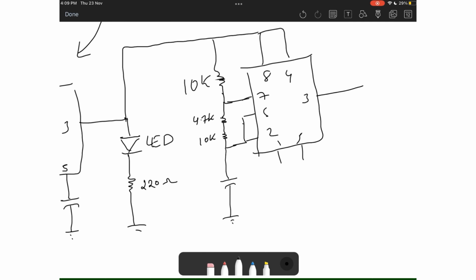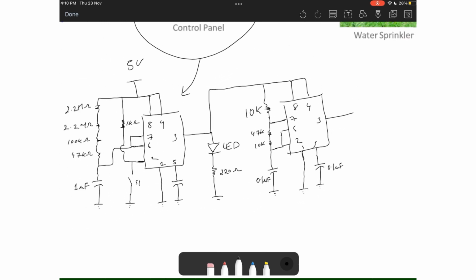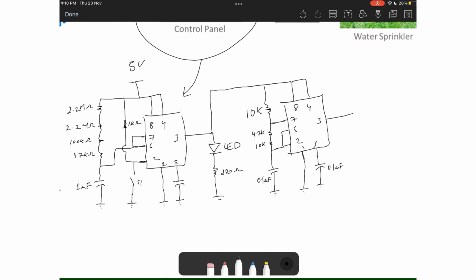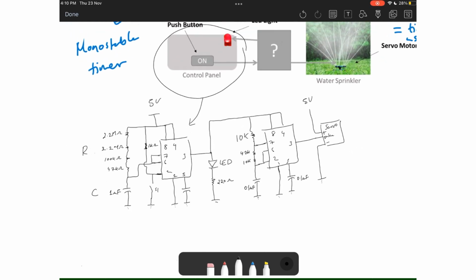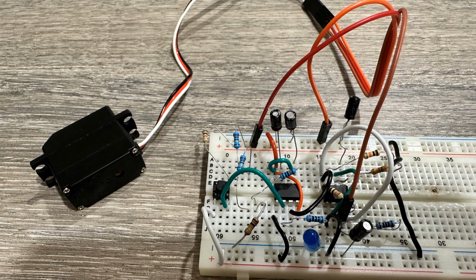And here it's 14.7K, and we need to put 2 resistors in series for this based on our parts list. And then we have the capacitor connected to pin 2, which was calculated to be, or maybe assumed to be, 0.1 microfarads. And the rest of the connection is the same. Now the output of the second timer should be connected to the signal pin on the servo motor. So the servo motor has 3 pins. You can see this implementation here.